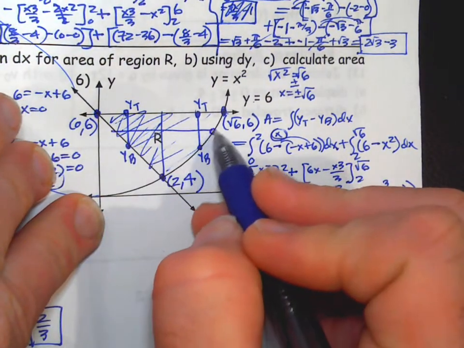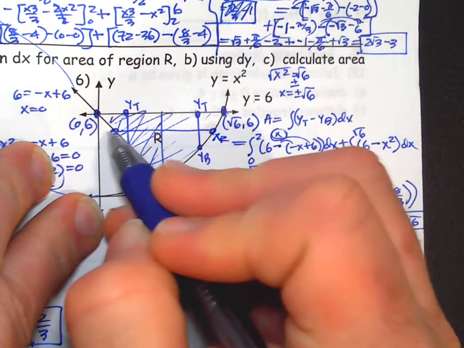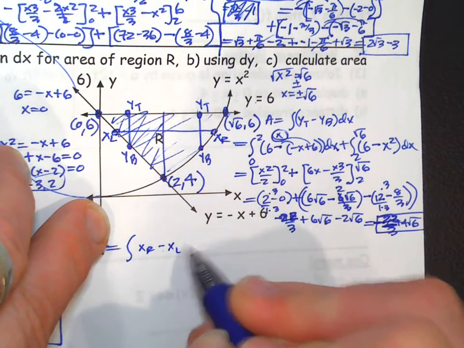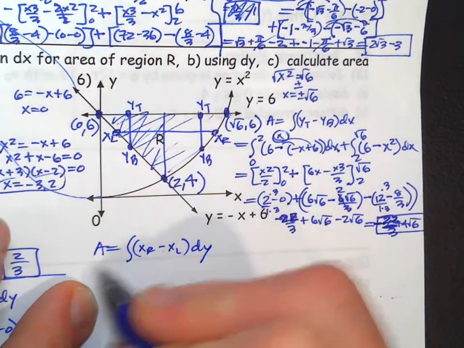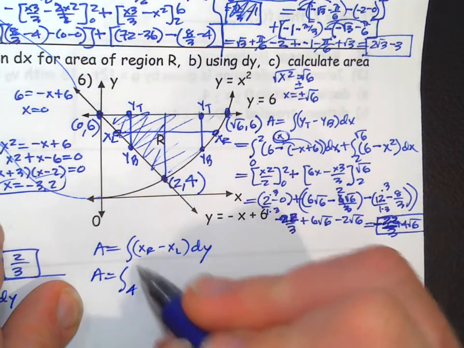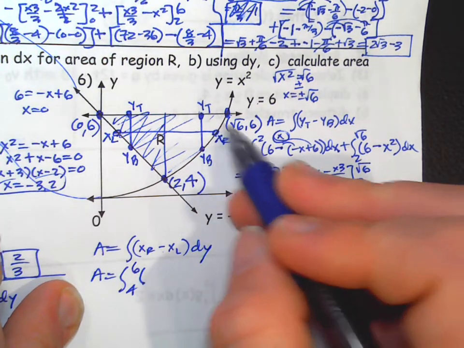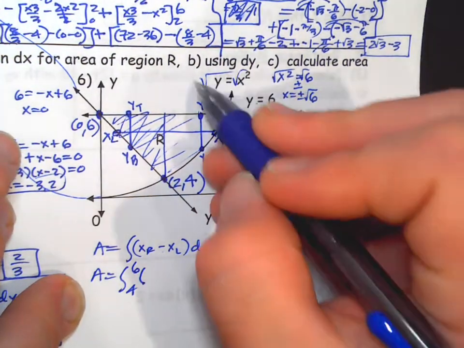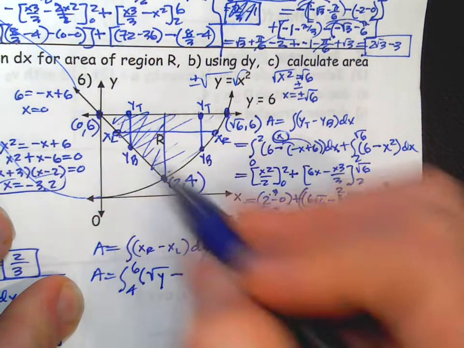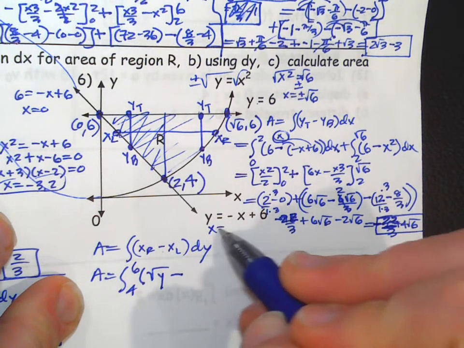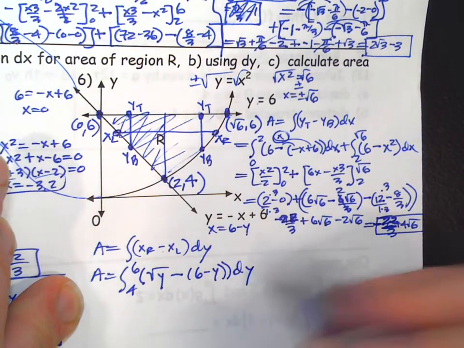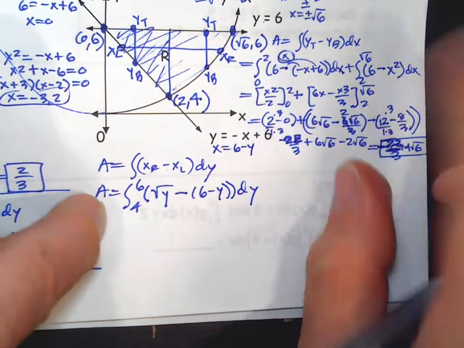Horizontal slicing, I think, is going to be a little easier because there's only one slice the whole time. So horizontal slicing, you're going to do x right minus x left, dy. And in this case, we're going to integrate from bottom y to top y. That's going to be 4 to 6. X right is this right here, which you get by taking the square root of both sides, plus or minus. It's the positive one. It's the positive square root of y. X left over here is going to be this line, solve for x, which would be x equals 6 minus y. Make sure you put in parentheses. So that's your setup. Much less complicated than up there.